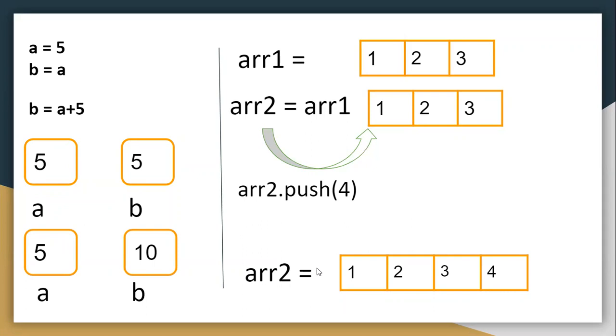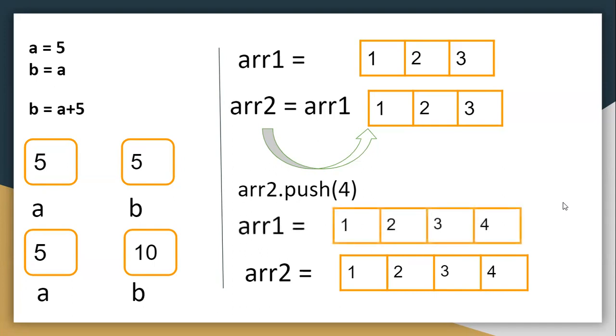Okay, so now you can clearly see that I have used push, so this 4 is pushed into the array 2 at the end. Okay, so here is the 4. So now currently array 2 is 1, 2, 3, and 4. Now you tell me, what will be the value of array 1 now? So if someone is thinking that array 1 will still look like 1, 2, 3, it is wrong, because now array 1 is also represented as 1, 2, 3, and 4.